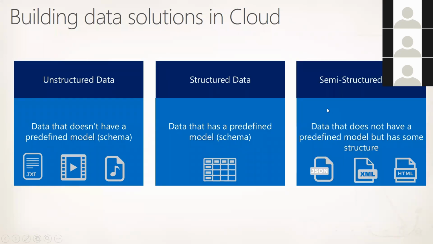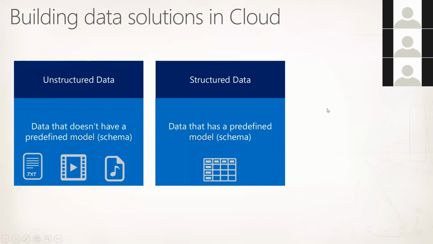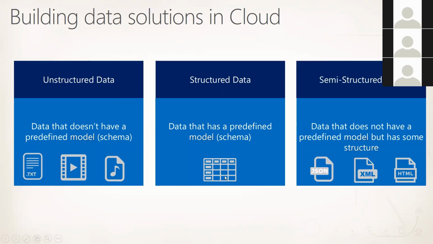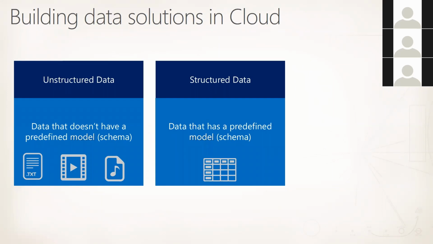The next thing is structured data, which I have already mentioned. Those data elements have a predefined model, which is a schema. So this is kind of a table where I have columns specified, and rows will have the data elements matching to that column, right? A relational database is a classic example here.